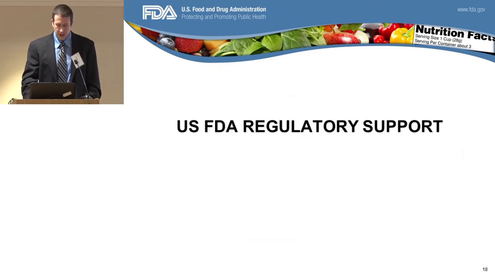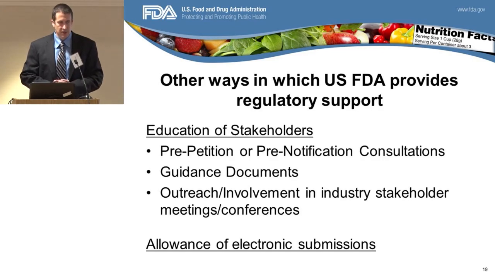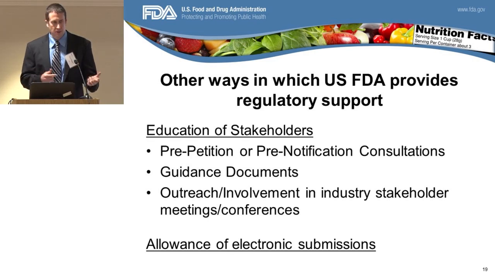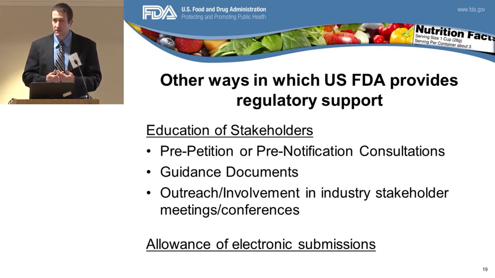So just very, very quickly, U.S. FDA regulatory support. FDA does try to educate our stakeholders, especially through the use of pre-petition or pre-notification consultations. If you're putting together data to submit to FDA, don't wait until you have it all planned out, tests are already done, and you're submitting it as a food contact notification or as a formal submission. If you have questions as to how to do a study, what study is appropriate, come talk to FDA beforehand. We have the pre-petition or pre-notification consultation process. It's free, and it works out better for you and for us because it's easier for us to take care of these problems in the beginning than when we get them formally submitted to us.